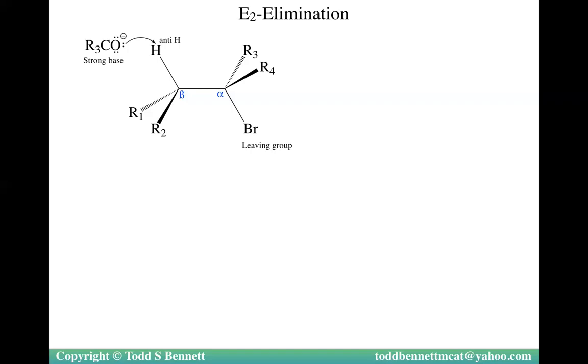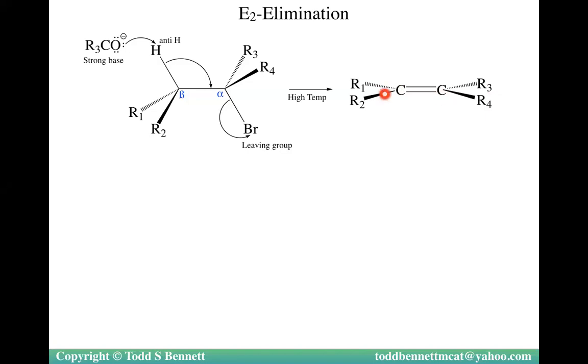So it's going to go in. When it does, it's going to attack this H. The electrons here are going to become the pi bond between beta and alpha, and the Br is going to leave. So in the end, you get R1 and R2. Notice R1 is in, R2 is out, and R3 is in, R4 is out.